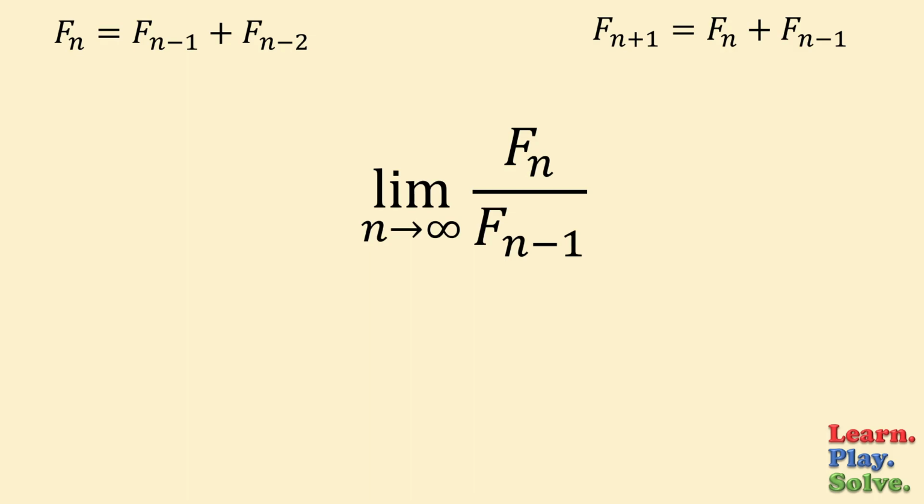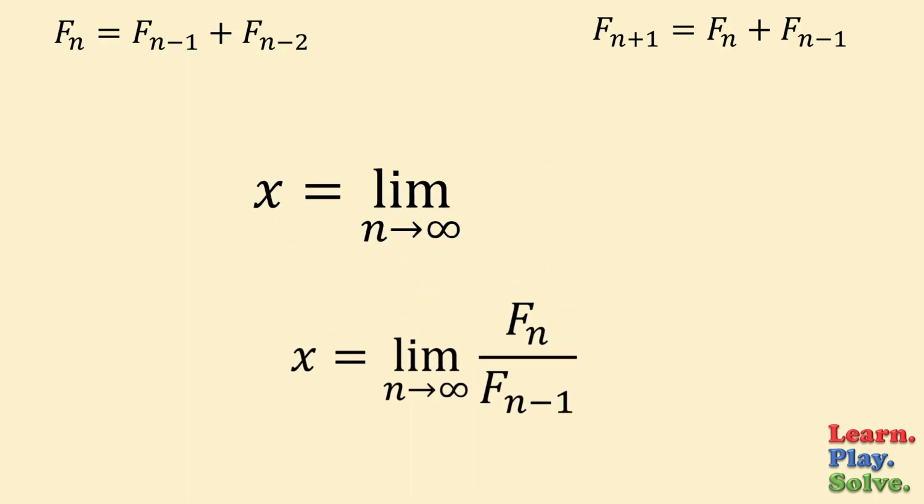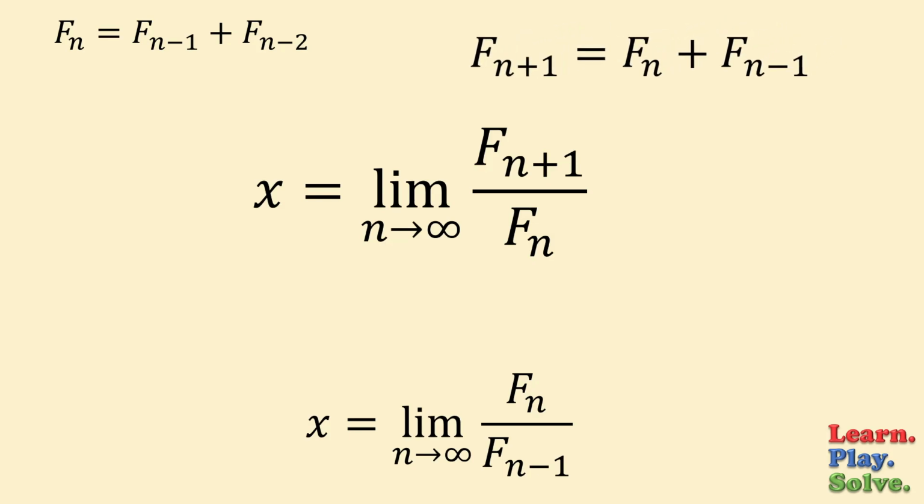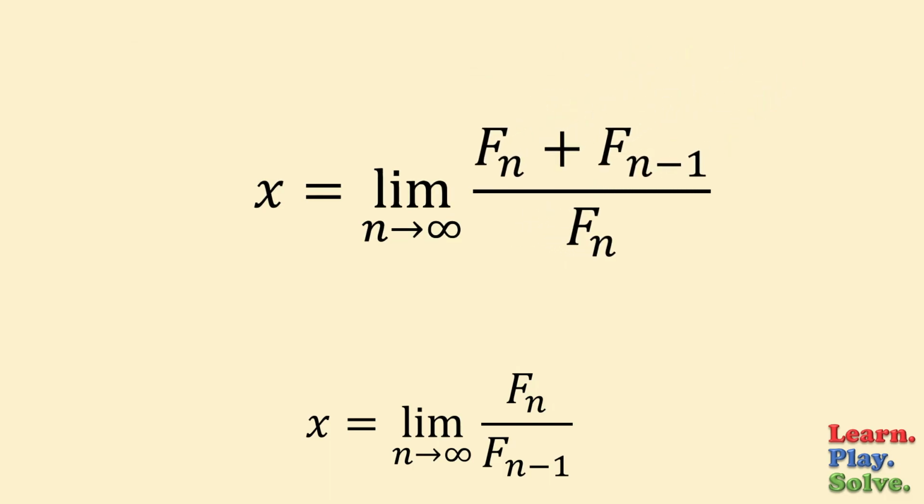First, we need to call it something for now, so let's call it x. There's another way we can express this value of x as a limit. We could also say the ratio of f_(n+1) over f_n. This is still the same thing, one Fibonacci number divided by the previous one. From this recursive definition, f_(n+1) is equal to the sum of the two previous terms, so we can replace the numerator of this fraction.